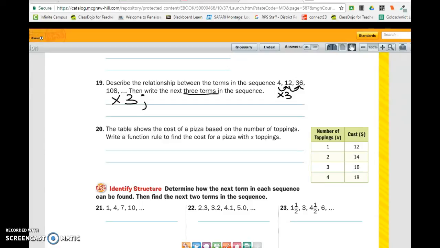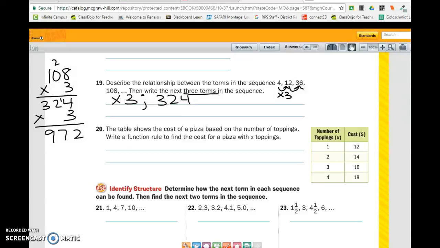And now we need to find the next 3 terms. So we're going to take 108. We're going to multiply it by 3. We get 324. We're going to take 324 and multiply it by 3. We get 972. And then for our third and final term, we take 972 times 3. 2,916. When you're multiplying, you need to make sure that you're being careful, because if you mess up the first one, all of them are messed up.